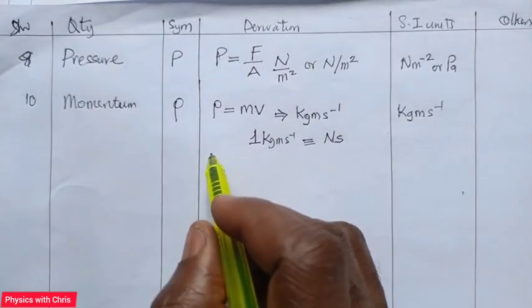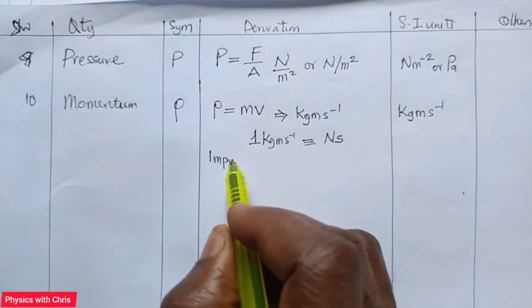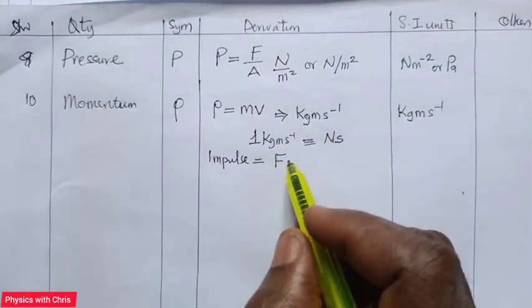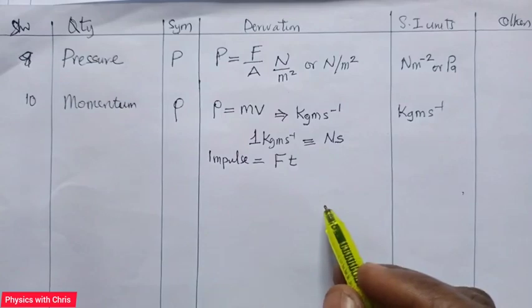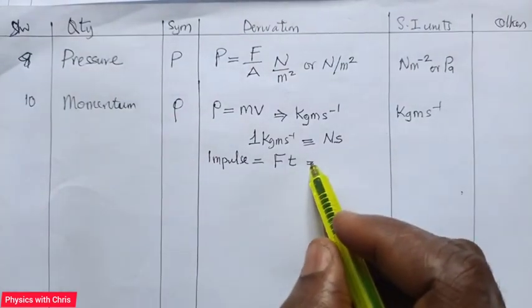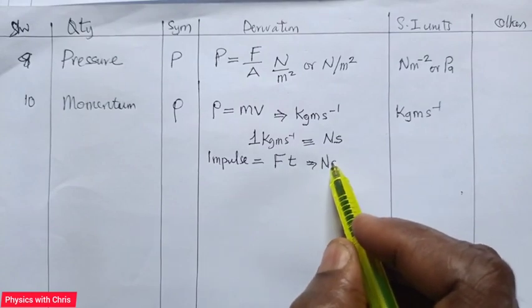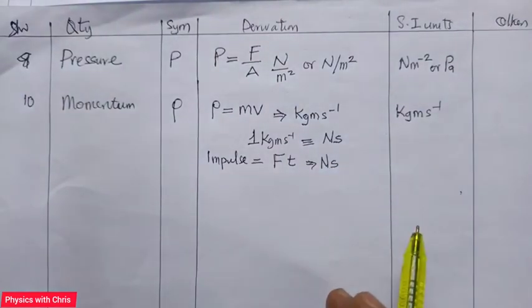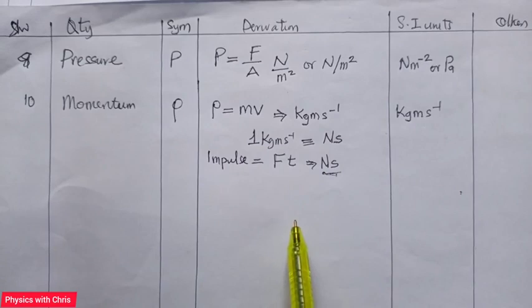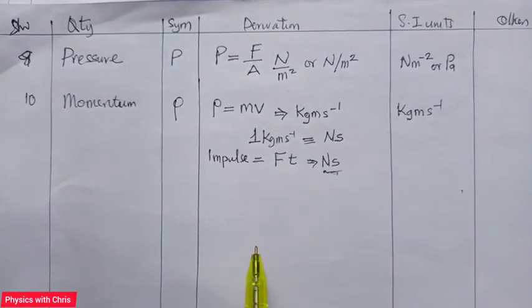Okay, impulse and momentum have the same unit. Impulse is the product of the force acting on the body and the time during which the force acts. So impulse is the product of force and time. The unit is still Newton second, meaning that the impulse received by a body is the product of the force and time, which has the unit of Newton second or kilogram meter per second.